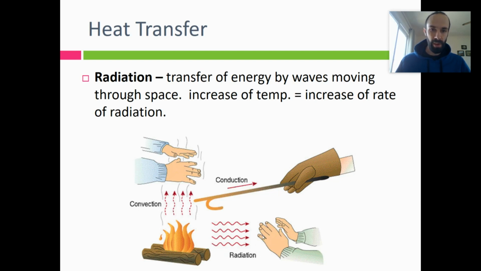And actually, all three pictures are shown. So you have conduction, the metal poker here, that's stirring up the fire. That's metal. So you have conduction. That's why the person is holding a glove. Convection, holding your hands above something. You warm up your hands in that way. And then radiation off to the side.